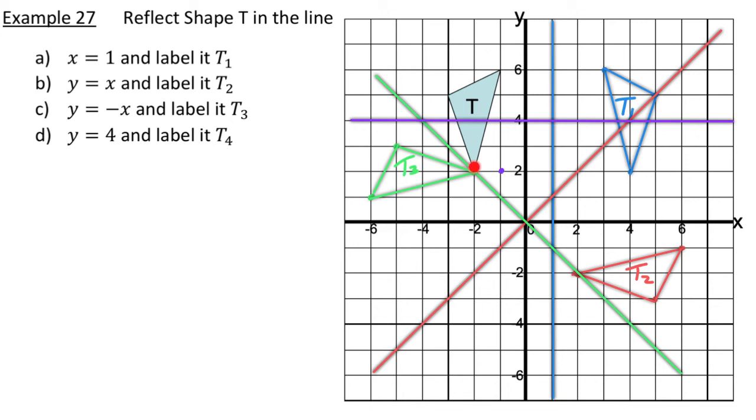The bottom point is 2 squares beneath the mirror line, so we'll reflect that 2 squares up above it. And then the last point is 1 square above it, so we'll reflect that 1 square beneath it. And then if we join those points up, then we've got shape T4.